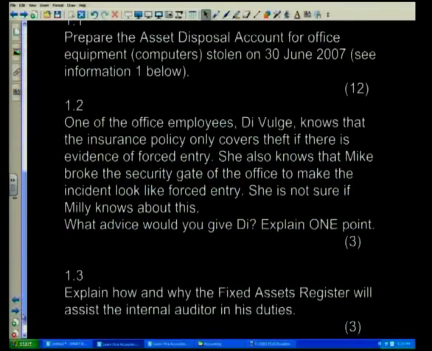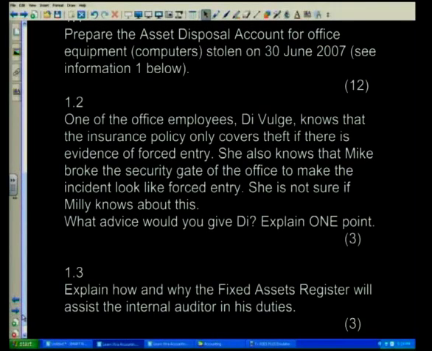We're now dealing with internal control on assets. So let's look at 1.2. One of the office employees, Divulge, knows that the insurance policy only covers theft if there's evidence of forced entry. In other words, if it's obvious that somebody has broken into the building and stolen something.